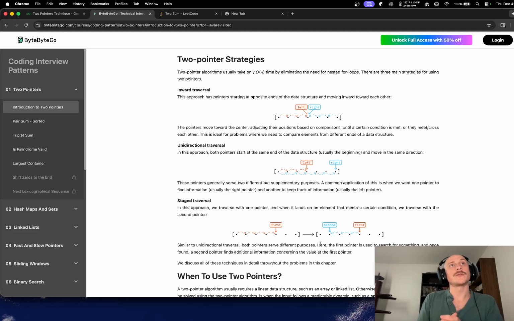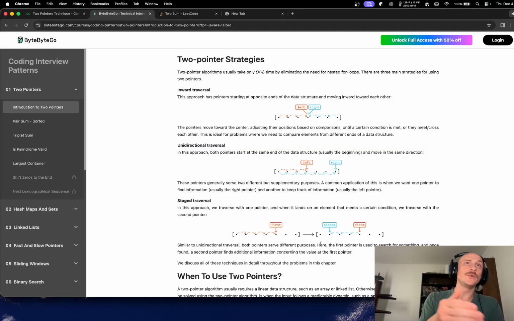So 2-pointer algorithms usually take only O of n time, or linear time, by eliminating the need for nested for loops. There are 3 main strategies for using 2-pointers. The first of which is inward traversal. This approach has pointers starting at opposite ends of the data structure and moving inwards towards each other.